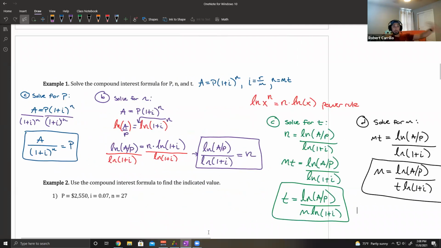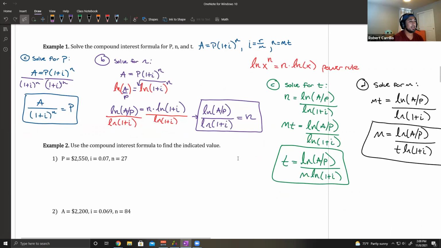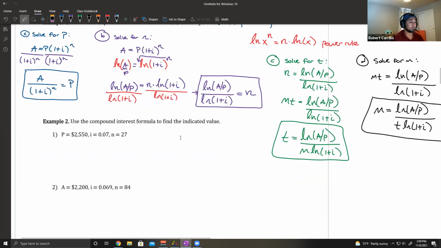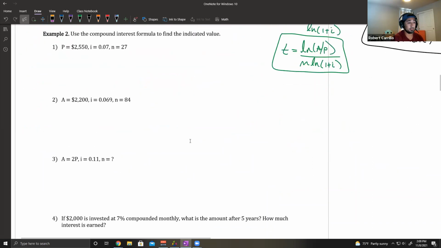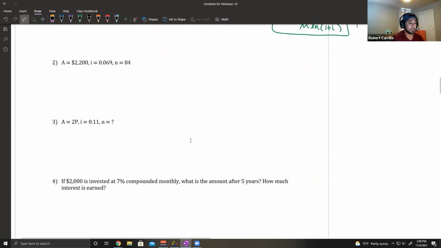So reference these formulas and know how to use them. One solves for P, the other solves for n, and the other two solve for time or m, which is compoundings. Okay, so you have all four of those rewritten. We rearranged them, so save those, reference those, and you won't have to rearrange them ever again. Okay, so for the next examples, let's use these formulas to help us solve or simplify the given examples.